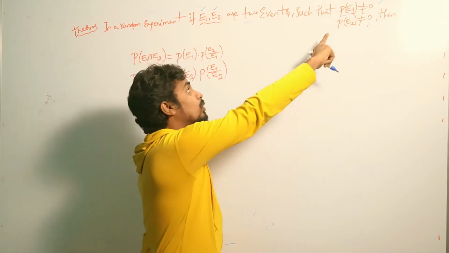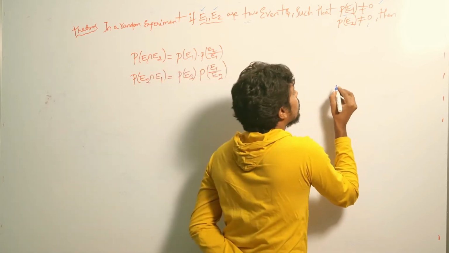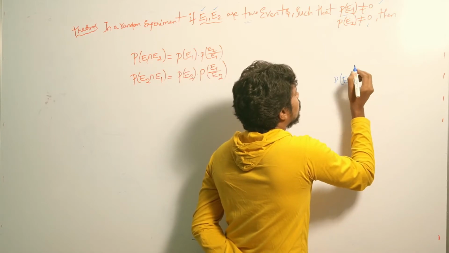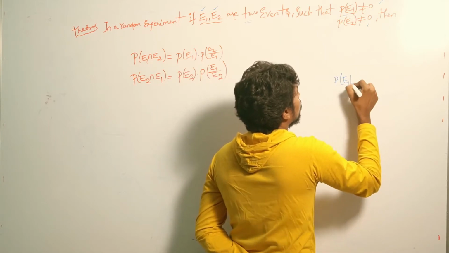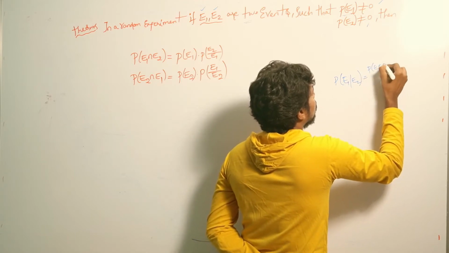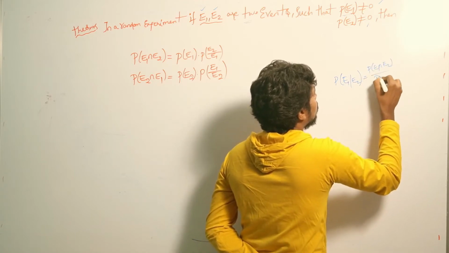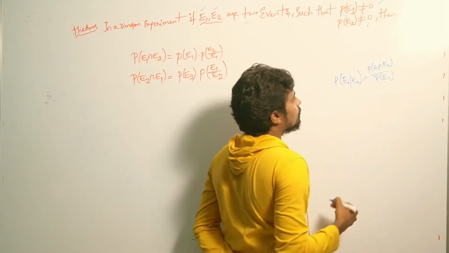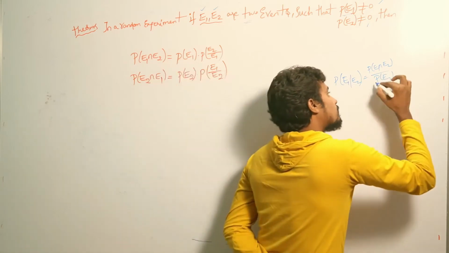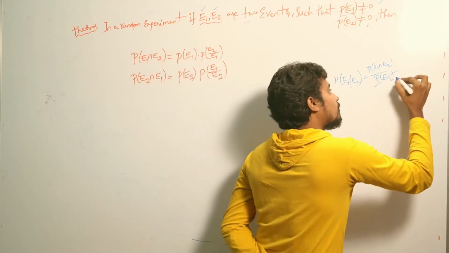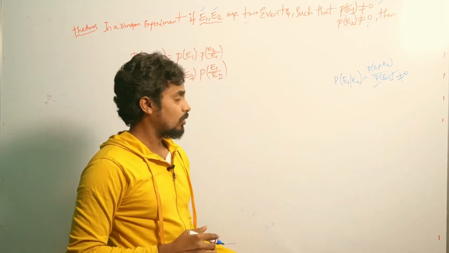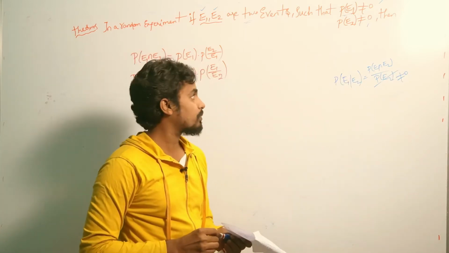The denominator value here, for example, P of E1 given E2 will be P of E1 intersection E2 divided by P of E2. This will be the formula for conditional probability. Here this value must be not equal to 0. If it becomes 0, there is no chance of applying conditional probability.